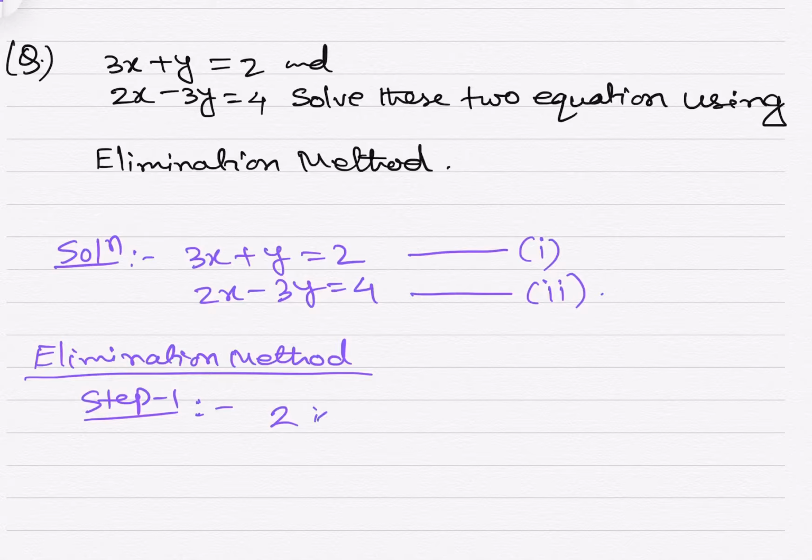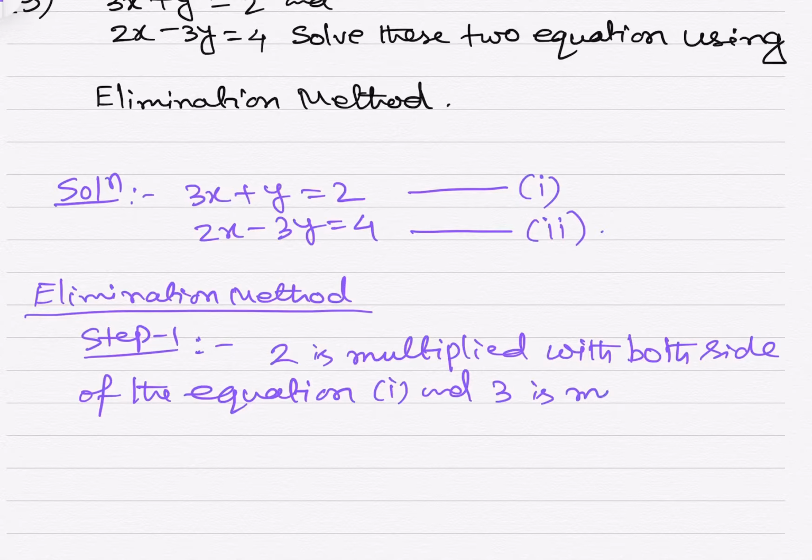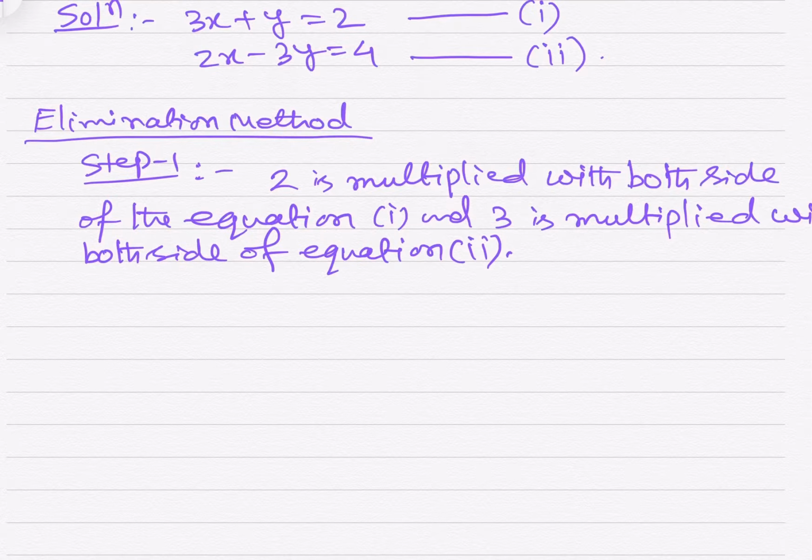2 is multiplied with both sides of equation 1, and 3 is multiplied with both sides of equation 2.